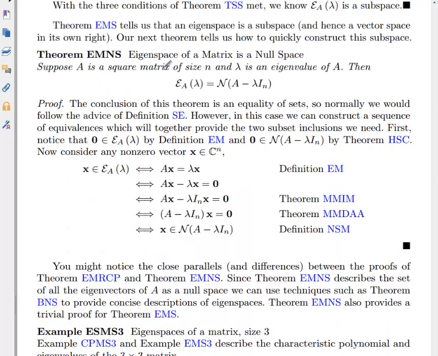Okay, and here we're just restating what I mentioned before, is that once you find an eigenvalue, then you just want to solve A minus lambda I times x is equal to 0. That's exactly the same thing as a null space. So the eigenspace for matrix A associated with eigenvalue lambda is exactly the null space of this matrix A minus lambda I. Okay? And this is just going through the steps that we mentioned already.